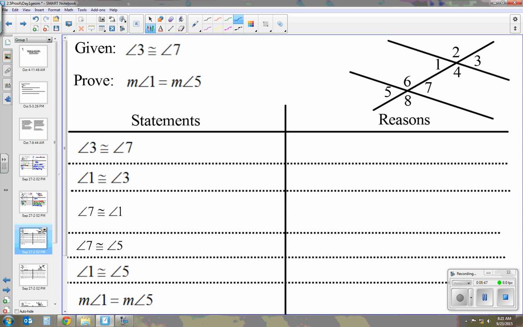Okay, let's look at another one. I give you that angle 3 is congruent to angle 7. So angle 3 and angle 7, that's a given.